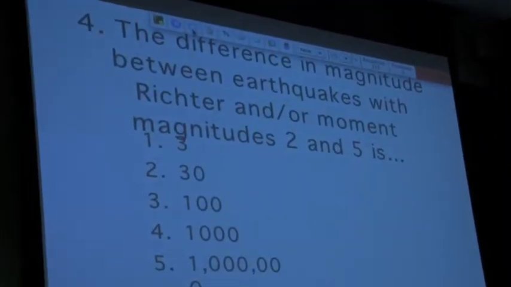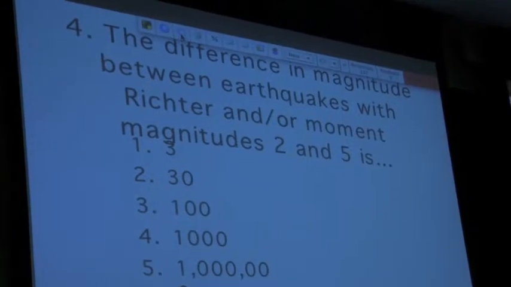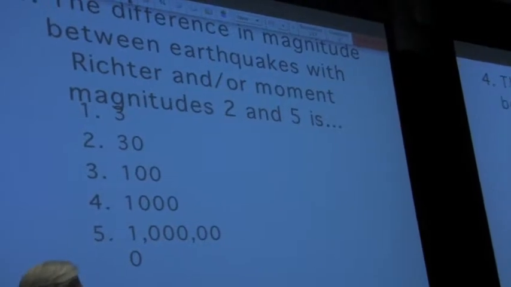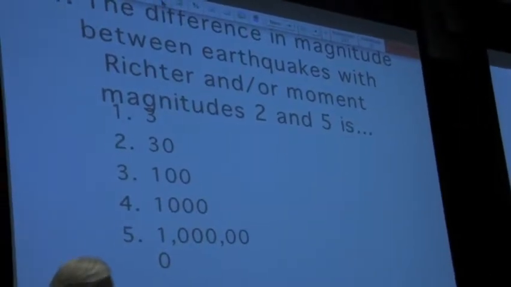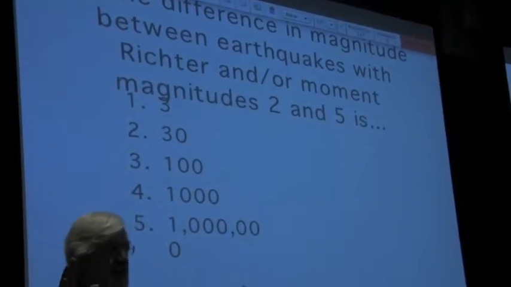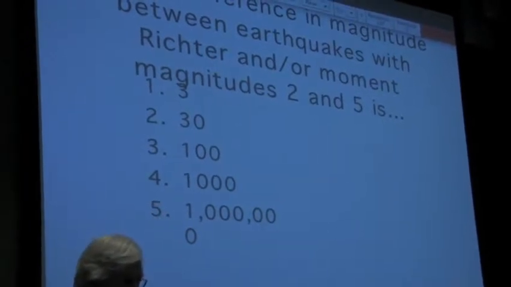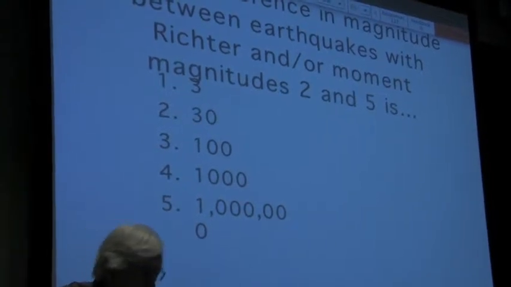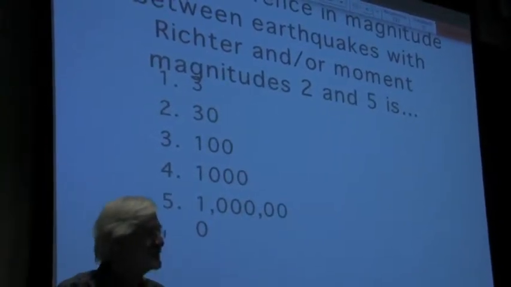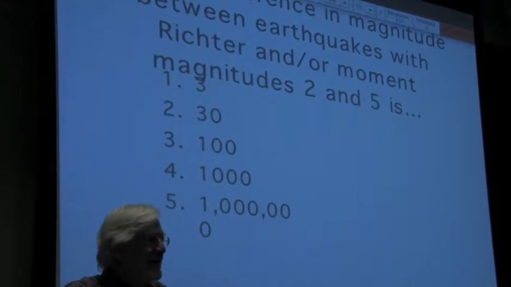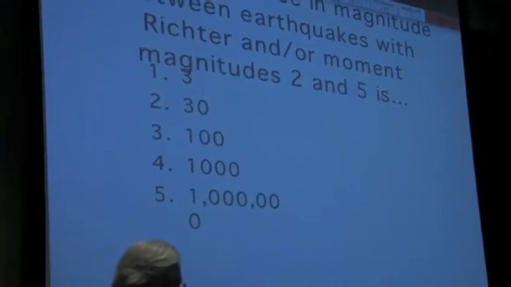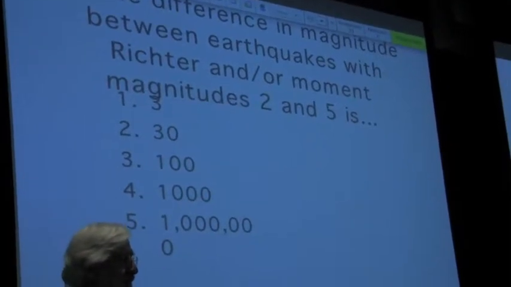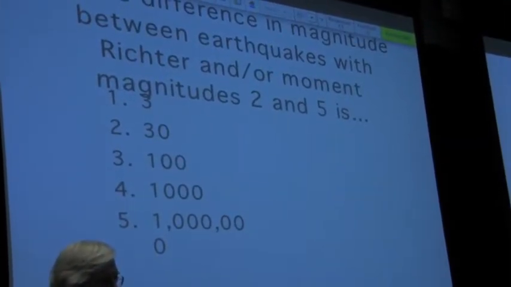The difference in magnitude between earthquakes with a Richter or moment magnitude of 2 and 5. A magnitude 2 and a magnitude 5 is what? In terms of magnitude, not energy, just magnitude. 3, 30, 100, 1,000, 100,000. Or is that a million? That's a million. It's a funny font. So, what do you think? The difference between a 2 and a 5. The difference in magnitude. It is a power scale.